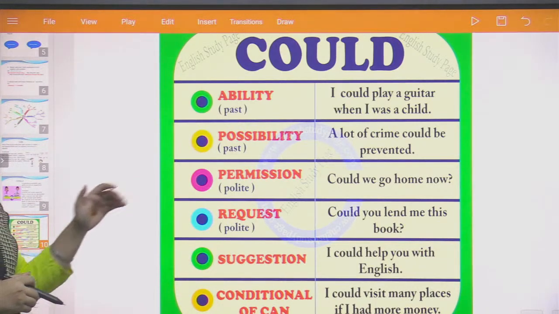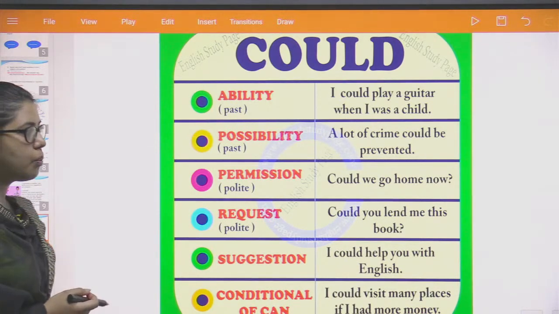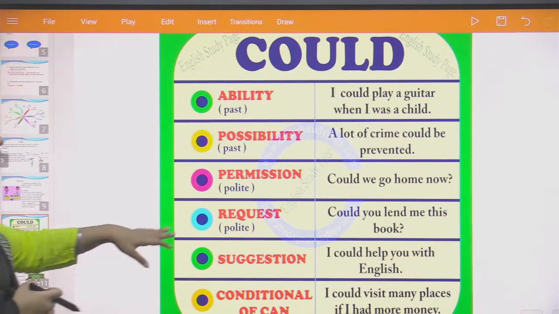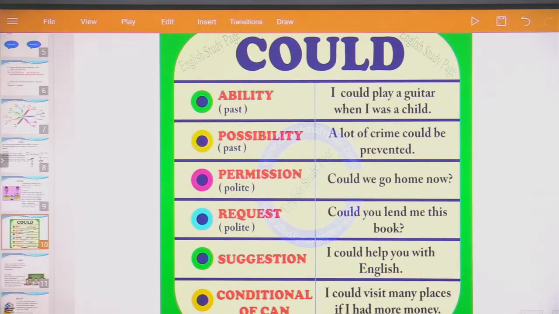Now see the next one, permission. For a polite permission, you're asking permission. In just a polite way, we can use this. Could we go home now? So you're asking permission, could we go home now? Now to show a polite request, students, you can use this could here. Could you lend me this book? So you are requesting someone in a very polite way, could you lend me this book? Could you lend me this pen? So for that purpose also we can use this could modal verb, students.